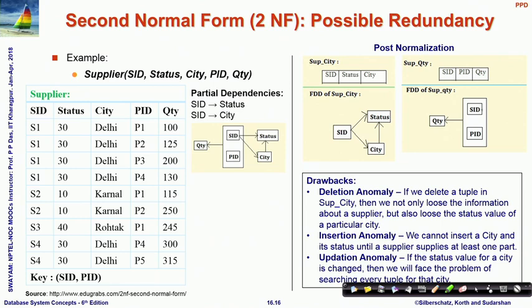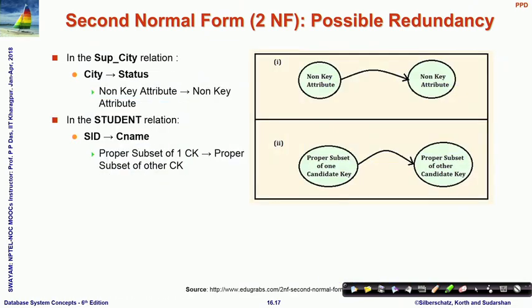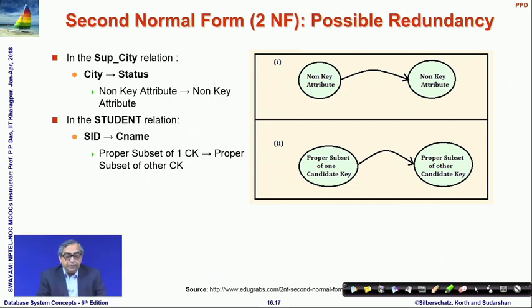So, if I normalize to second normal form, on the right I will have a supplier city table with the three attributes SID, status and city, and another supplier quantity table which has SID, PID and quantity. Naturally, in this there is no partial dependency anymore. Earlier we had SID determining status as a partial dependency, because SID is a proper subset of the primary key SID PID. But after I normalize, this dependency does not exist, yet there will still be redundancy in this relation, and the status will continue to be redundant, and for that reason we have to move on to the next normal form. So, I am just explaining here the possible sources of redundancy that you can have in 2NF.